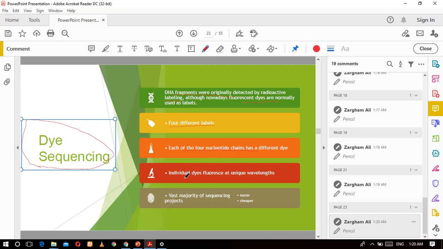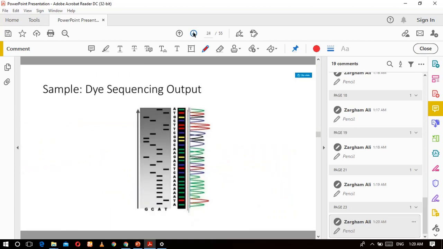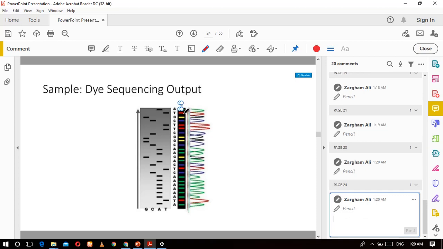These dyes fluoresce at a unique wavelength, and it is only observed when the specific wavelength is present. One of the major advantages of dye sequencing is that it is not very costly. It is very easy and cheaper. Sorry, this is a dye sequencing output. As you can see, A is labeled with green color, T with red, G with yellow, and C with blue.